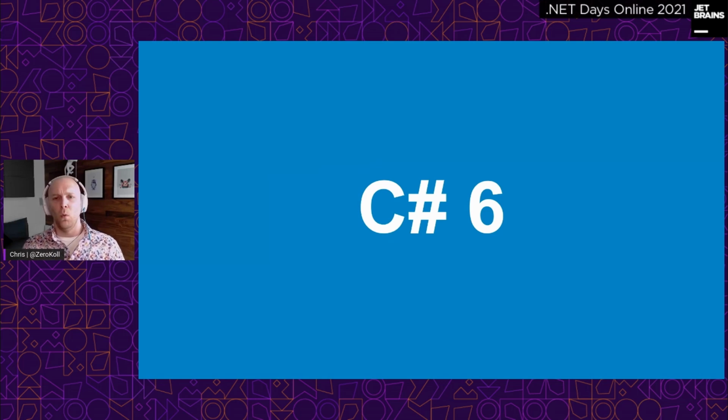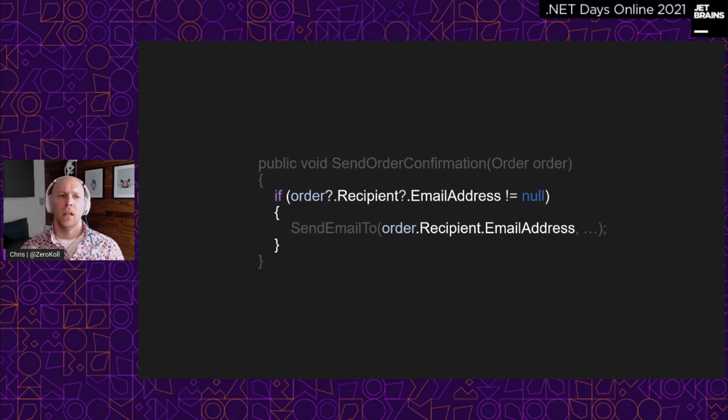And what that does, it looks like this. It allows us to basically dot through our properties, but we use what's called the Elvis operator. So it's the question mark dot. Question mark dot says, if order is null, then the whole statement becomes null. If order is assigned and it's not null, then go and look at recipient. If recipient is null, then the whole thing becomes null. Otherwise, it goes and looks at the email address. And then if the email address is null, it becomes null. Otherwise, it becomes not null.